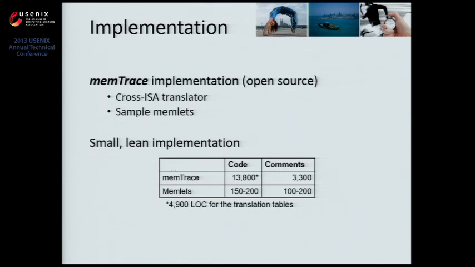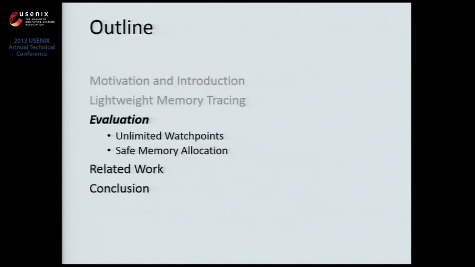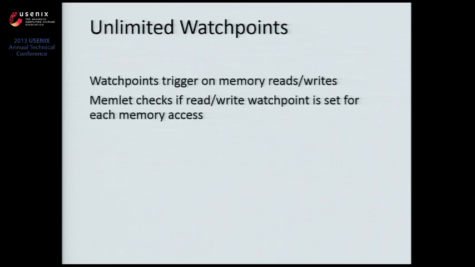into the application. So now that you've seen what the system looks like, we can evaluate it using two examples. First of all, we'll look again at the unlimited watch points, and then we'll extend it into an example that is similar to Valgrind's memcheck, and we check for safe memory allocation. But let's start with the unlimited watch points.